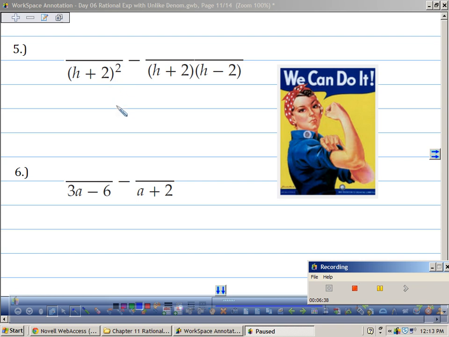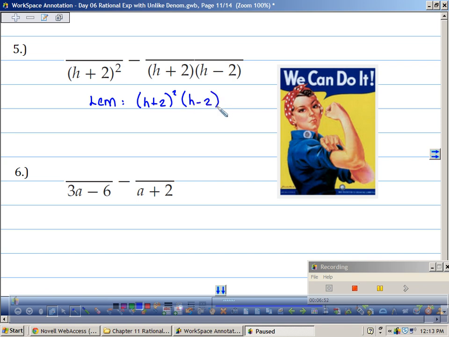All right, so what is my LCM of these? H plus 2 squared times H plus 2 squared times H minus 2, exactly correct. What would I have to multiply this side by to get all of this? H minus 2. Good.